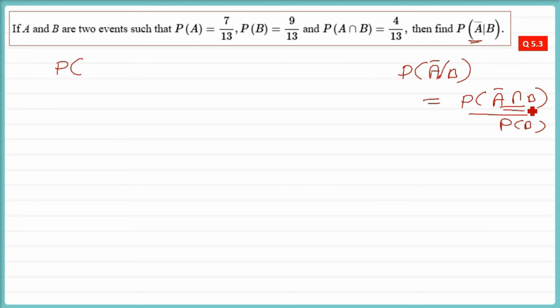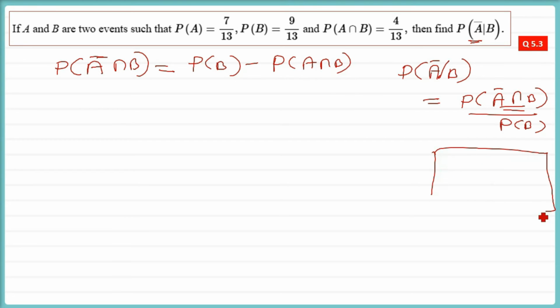So we need A naught intersection B, or A complement intersection B. Now A naught intersection B, you know the formula of this. What is that formula? In the theory of sets and via the Venn diagram, you understand that you subtract P(A intersection B) from P(B). If I want to show you using the Venn diagram, this is your A and this is B. Now you want the intersection of B along with what is not A. What is not A? Not A is of course B only.